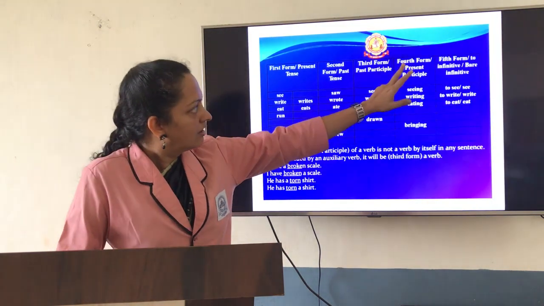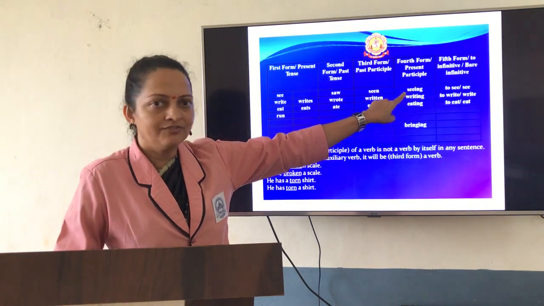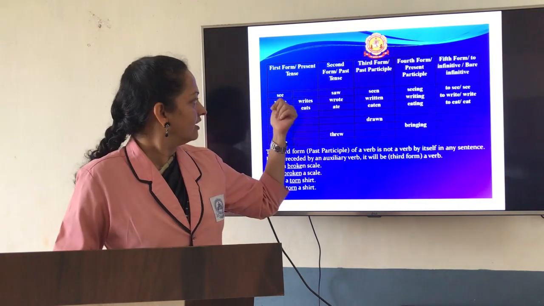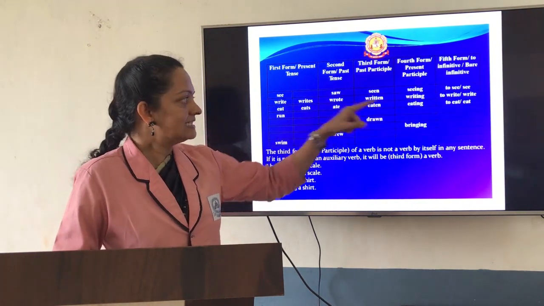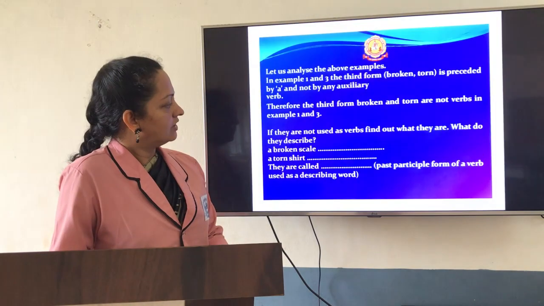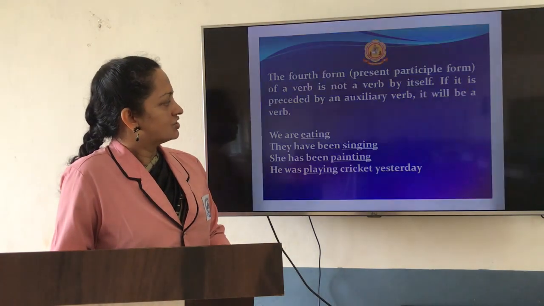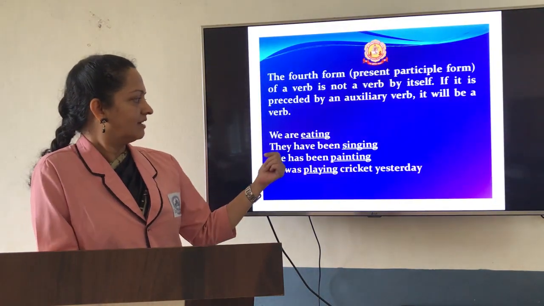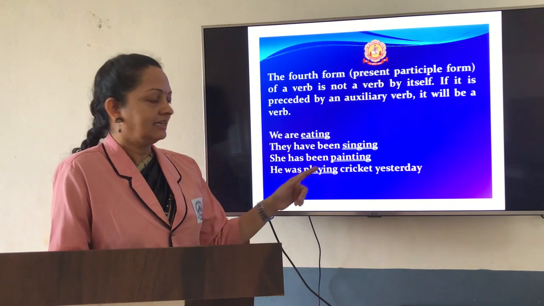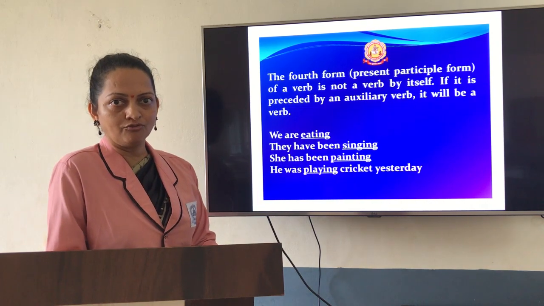Okay, we are looking at the fourth form, that is the present participle. Here what you see is we have used gerunds. See, seeing. Write, writing. Eat, eating. So all those words, if you see, just now we were having a look at those sentences. We are eating, she is playing, they have been singing, she has been painting, he was playing cricket yesterday. So we have used the fourth form, the present participle form of the verb.